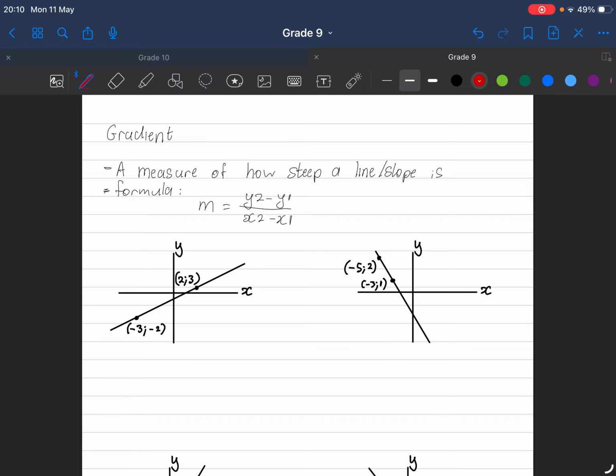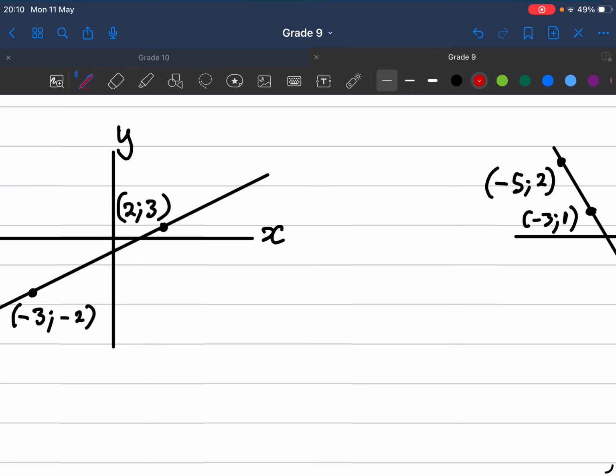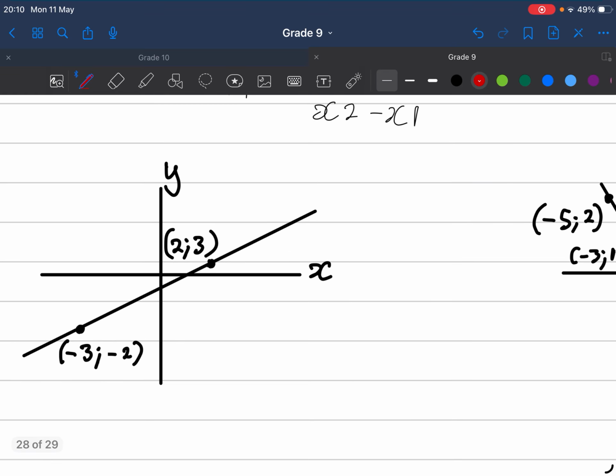So gradient can be calculated for a straight line graph using the formula you see on screen: y2 minus y1 over x2 minus x1. Now what is all of this? What does that mean? Let's look at our first example. I have 2 points. I have this point over here that has been marked for me, and this point has been marked for me. How do we read graphs? Is it from left to right or right to left? So we read from left to right.